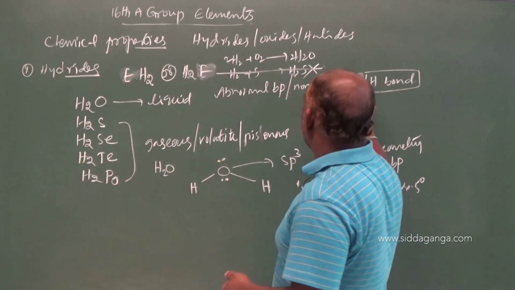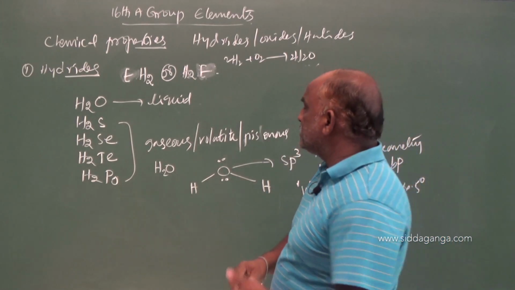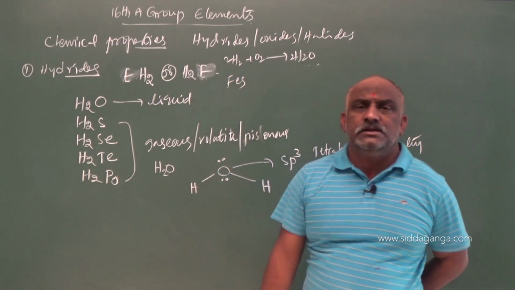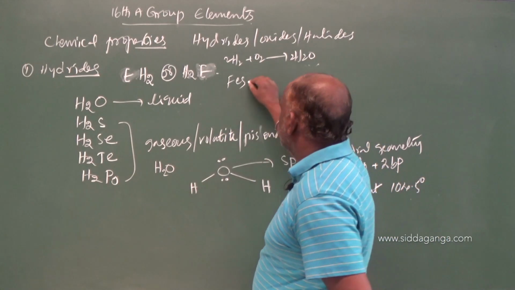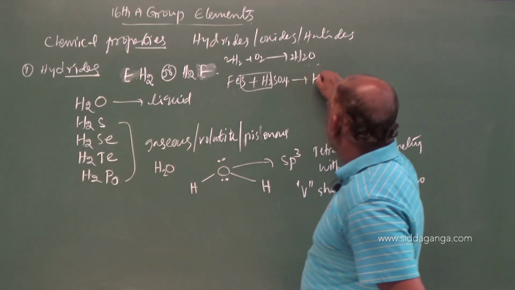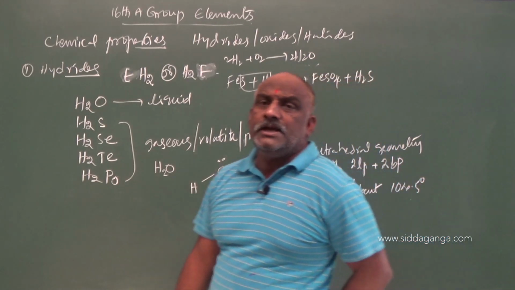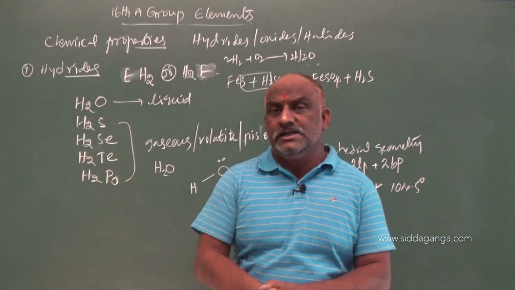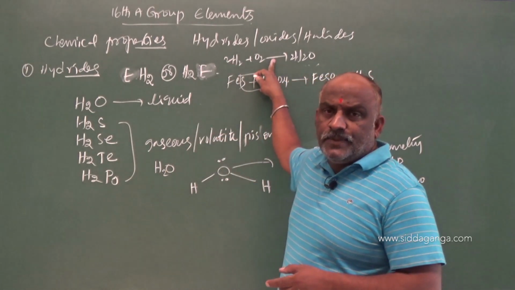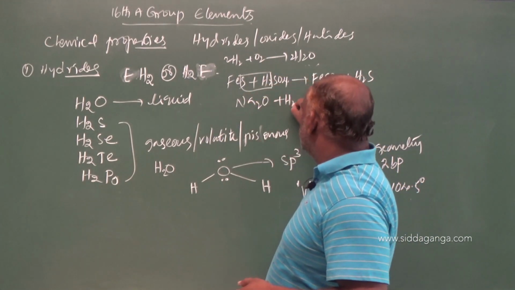So how to prepare the remaining hydrides? We use metal sulfides. Suppose FeS, called iron sulfide or ferrous sulfide, plus H2SO4 gives rise to FeSO4 plus H2S. Like this method we prepare the remaining hydrides except water, because water is directly prepared from the corresponding elements. Or we can use this equation also: Na2O plus H2O.